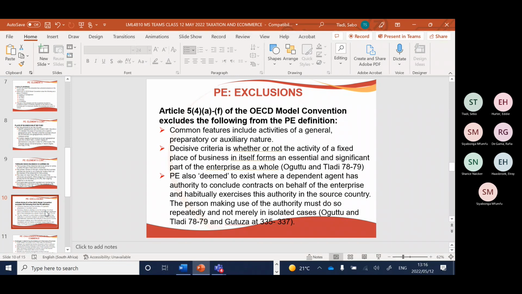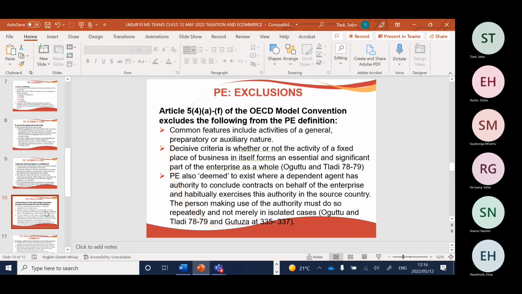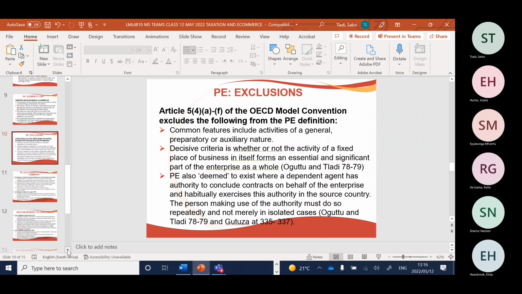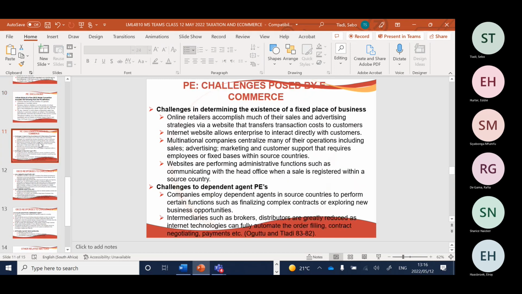So here a PE will also be deemed to exist where a dependent agent has authority to conclude contracts on behalf of the enterprise and habitually exercises this authority in a source country. So you'll see some of these concepts coming out now when we look at the impact of e-commerce on the whole thing, whether it be the independent agent or that fixed place of business. Issues that will be coming out on e-commerce is how then does e-commerce impact on that.